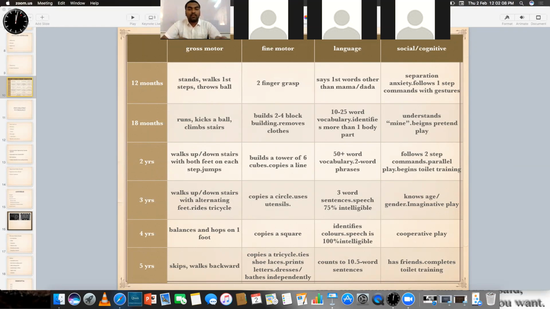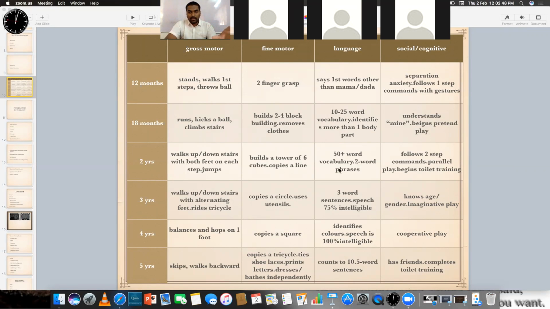At 2 years of age, he can walk upstairs and downstairs with both feet on each step. He still can't alternate between the steps. He's still putting both legs on the same step, but he can climb upstairs and downstairs as well. At 1.5 years of age he used to only climb upstairs, but couldn't come down. By 2 years of age, he can climb upstairs and come down as well. Like I said, multiply by a factor of 3. So 3 into 2, 6. He can use 6 cubes to make a building now.